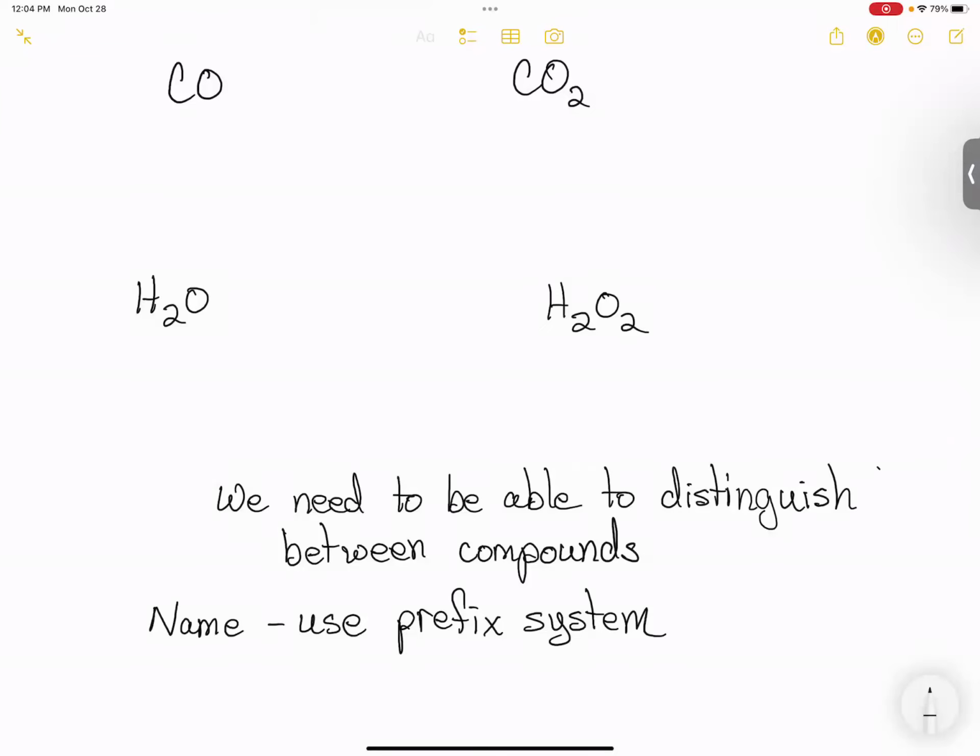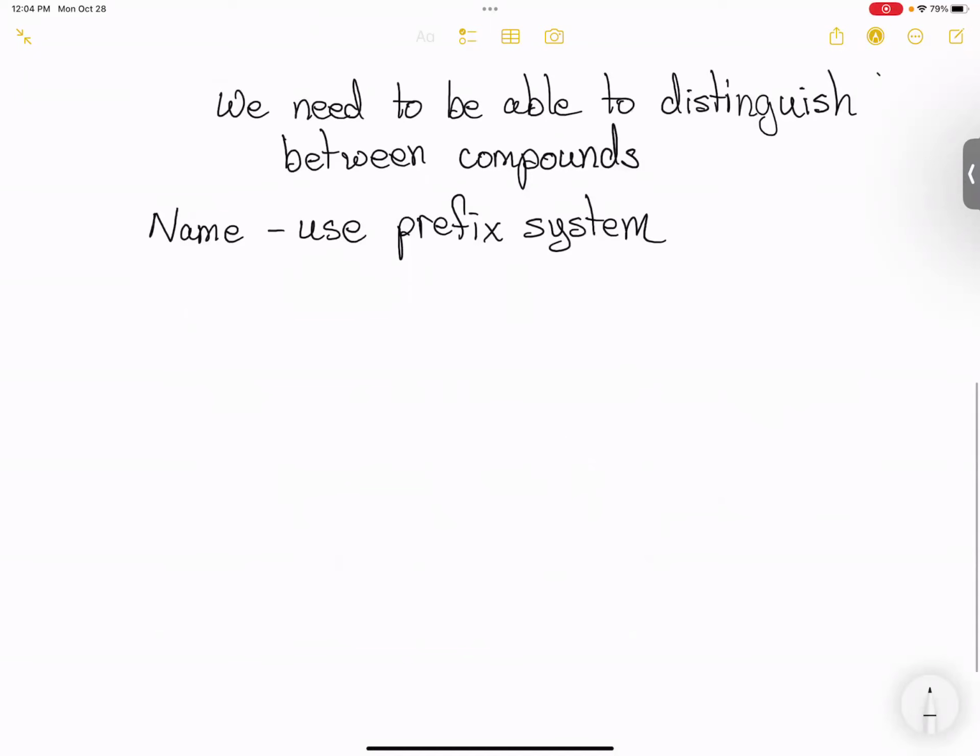Now, we already have a way with the alkanes. And we're going to use some of what we learned with those alkanes with other molecules as well, in the fact that we are going to use a prefix system to distinguish how the elements have combined. So at this time, what I want to do is go over the prefix system, and then we're going to get into these binary covalent molecules.